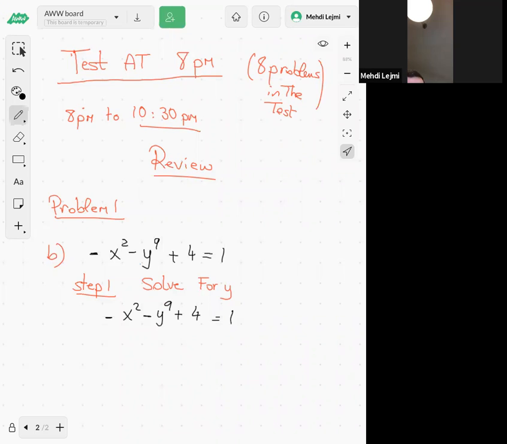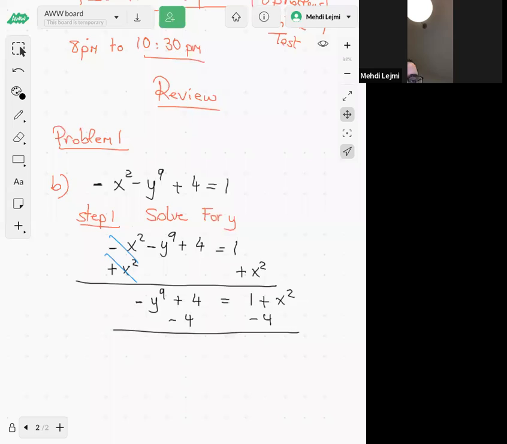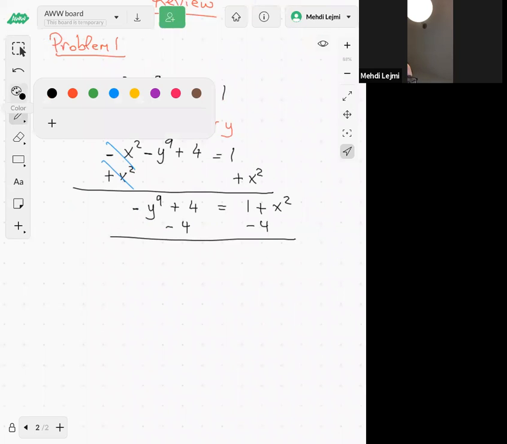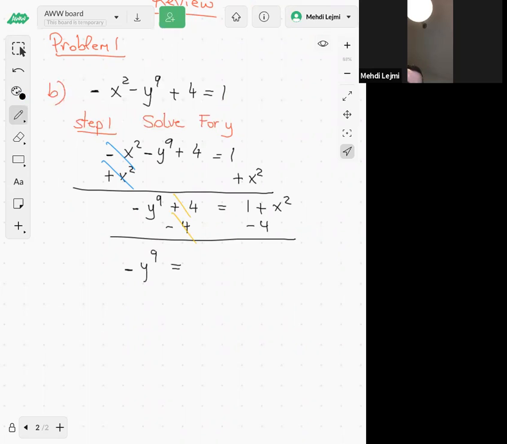So I'm gonna try to solve for y. I'm gonna add plus x squared to both sides, right? So this is now negative y to the power 9 plus 4 equal to 1 plus x squared. Then I'm gonna subtract 4. So this is negative y to the power 9, and on the right side it's 1 minus 4, which is negative 3, plus x squared.